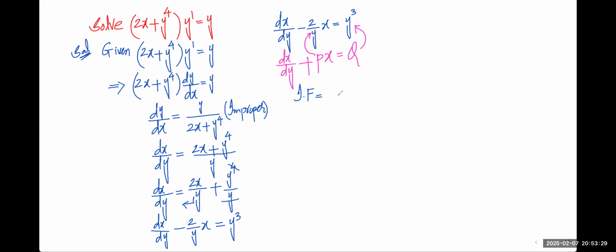Sir, could you once explain how to solve the integral of dy or the integral of dx? If it is given integral of dy and if it is given integral dx, only the variable has been changed. That's it.